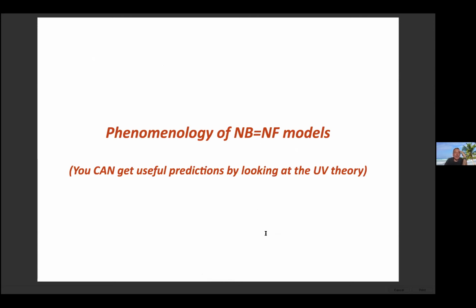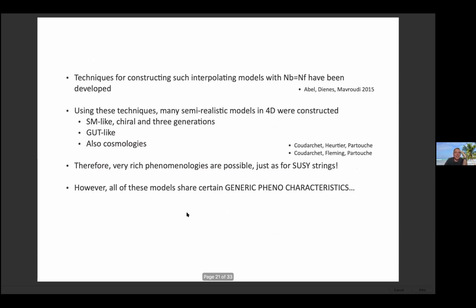Okay, so those are interpolating models. And let me just show you what these theories predict for you. So this is the useful lesson we learn. This part is that if you look at what is happening in the UV theory, so here we have an NB equals NF requirement, you do get predictions for the phenomenology. So this is what I'm going to show you.